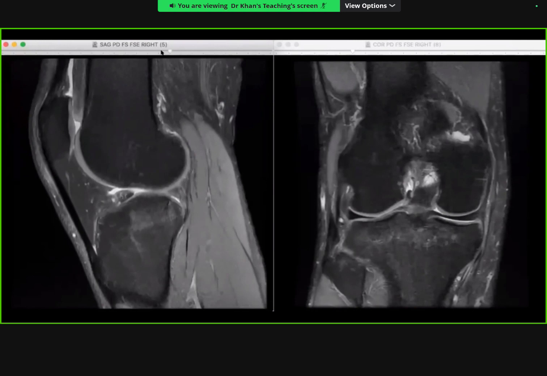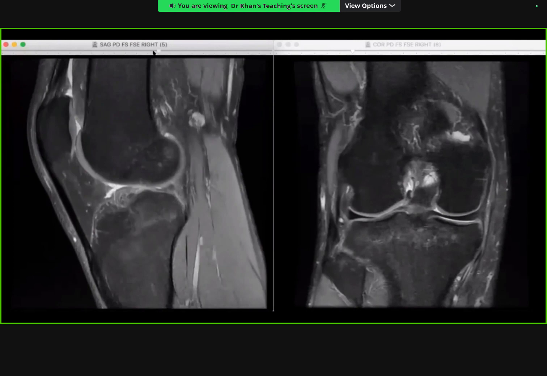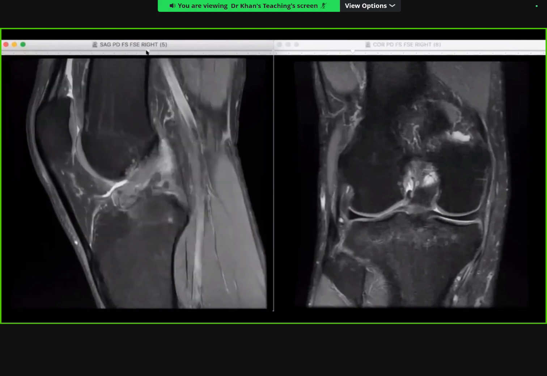Right, so going back to the ACL, there's discontinuity of the ACL fibers, particularly at the femoral insertion point, the attachment point. So at the moment I'm worried about an ACL tear. There is a small volume of knee joint effusion as well. The PCL is intact. I'm just going to have a look at the coronal view as well.